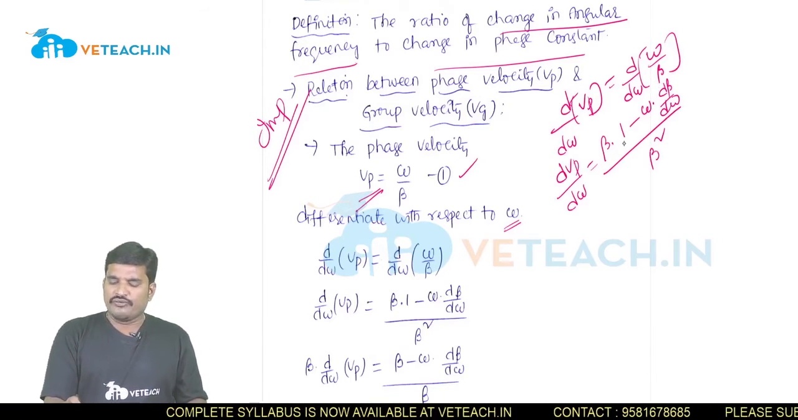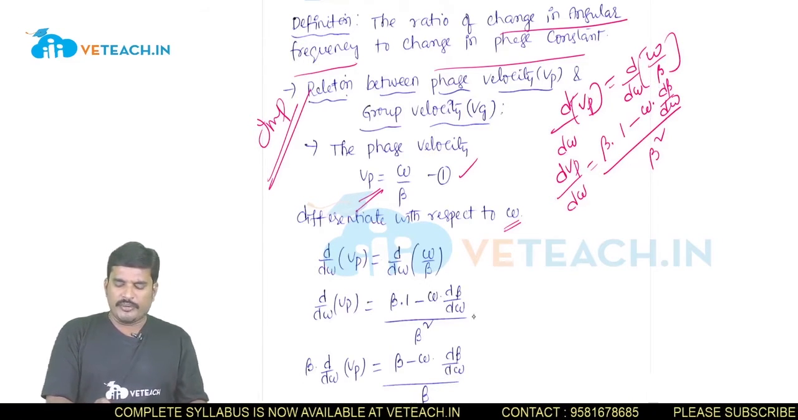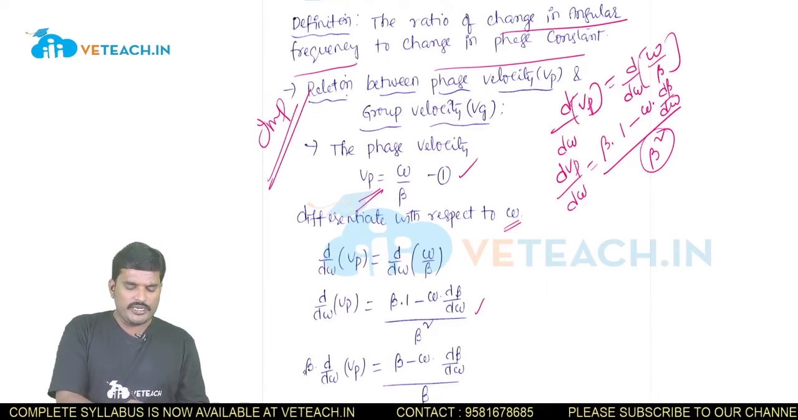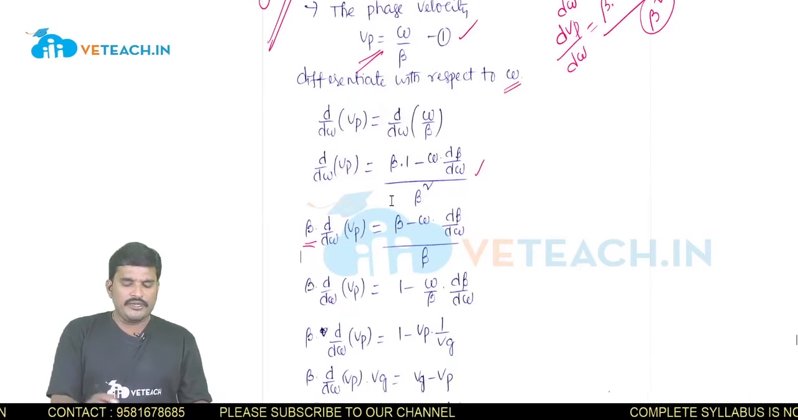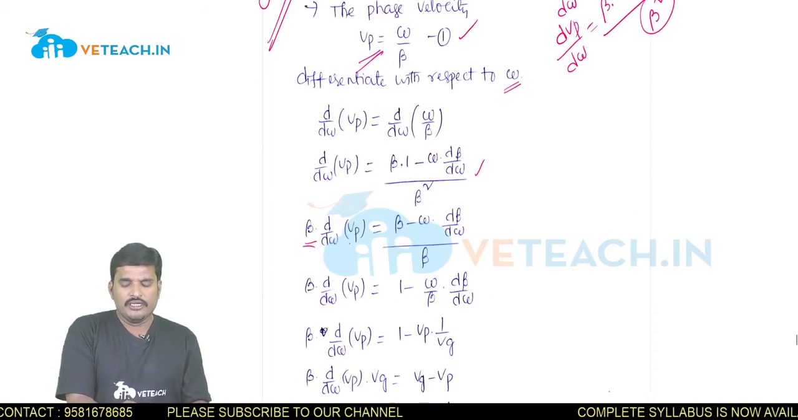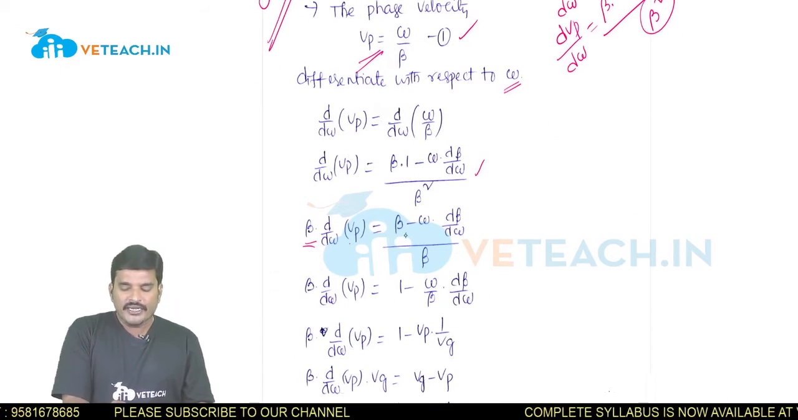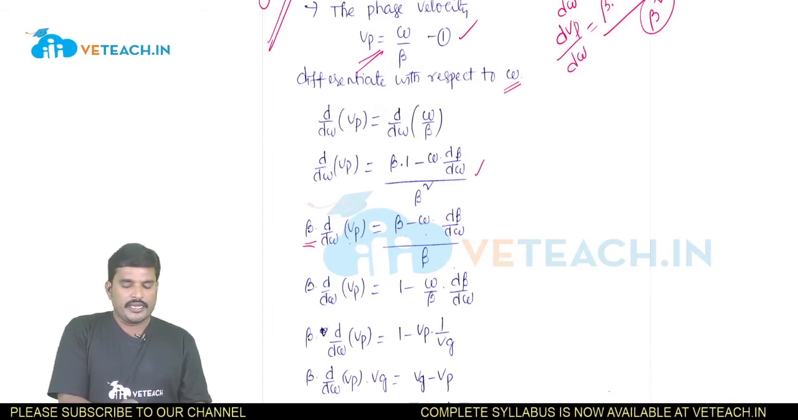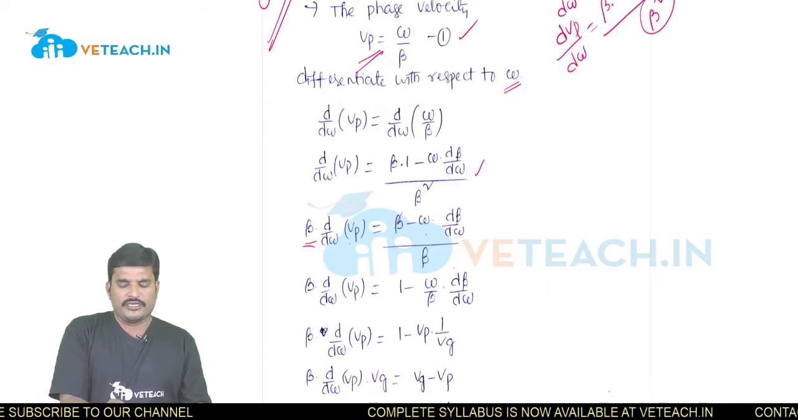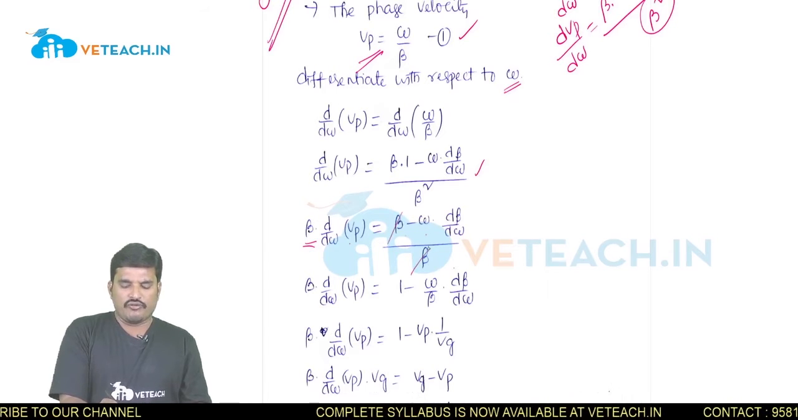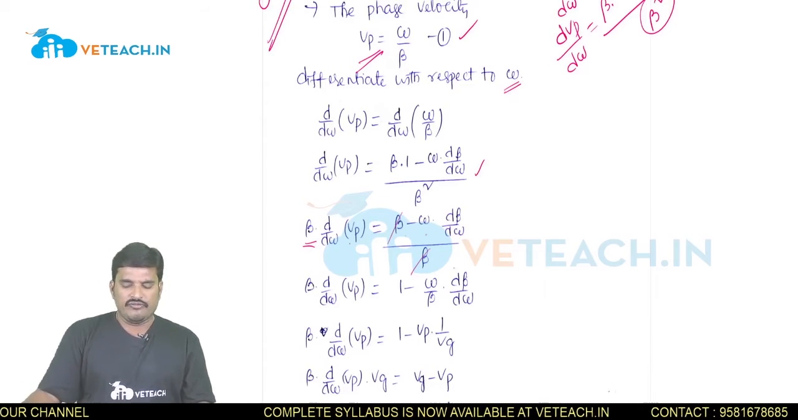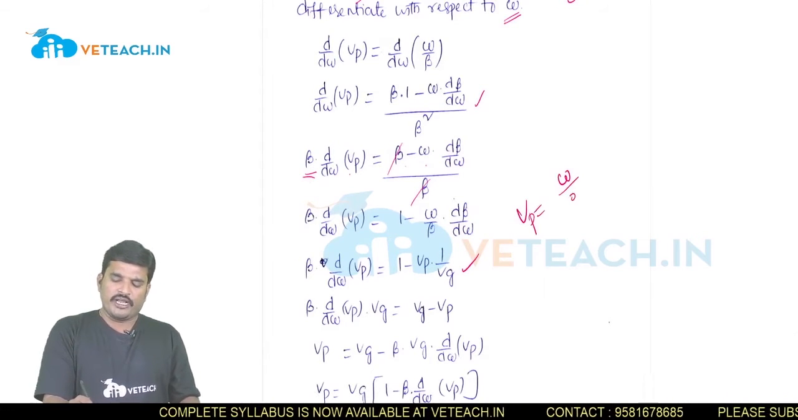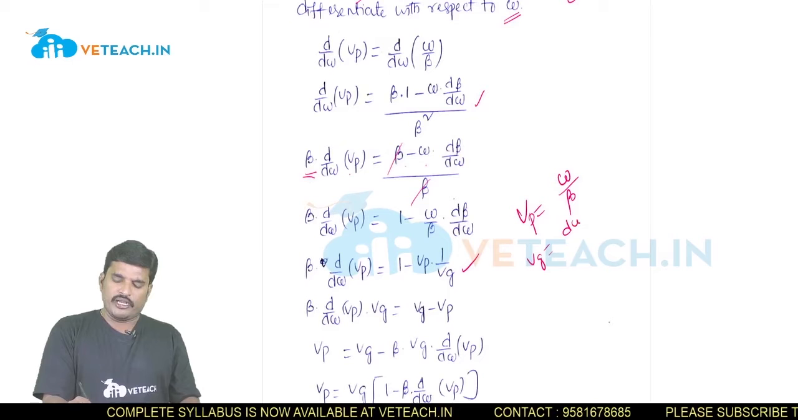Let us take beta into 1 minus omega into d beta by d omega, by beta square. Can you write this as beta into beta? So one beta gets cancelled here. So beta into d Vp by d omega is equal to beta minus omega into d beta by d omega. Again, we take beta as common, so 1 minus omega by beta into d beta by d omega. But since we know Vp is equal to omega by beta and Vg is equal to d omega by d beta.